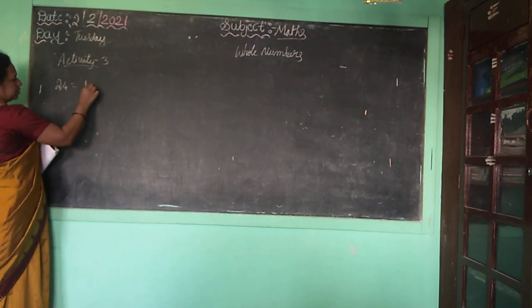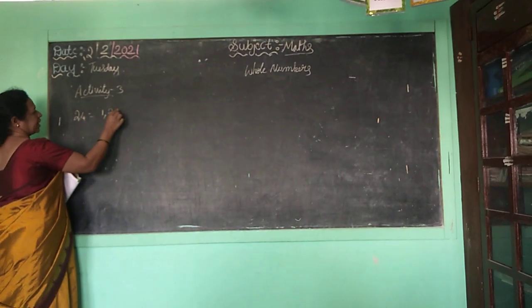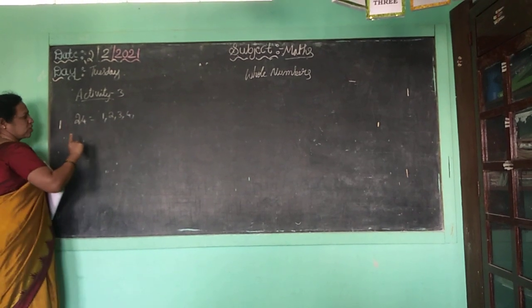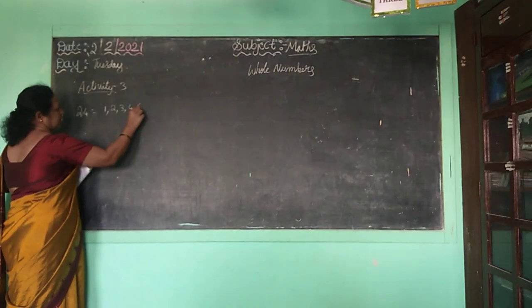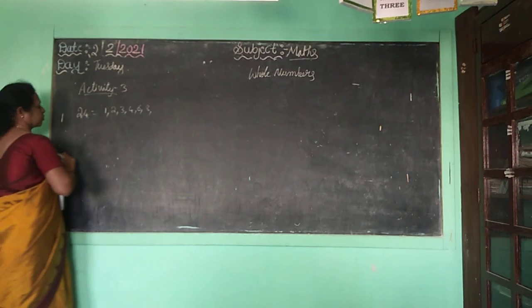1. Okay. Next, 2 it will go. 3 8s are 24. 4 6s are 24. 5 it will not go. 6 4s are 24. 7 also it will not go. 8, 8 3s are 24.